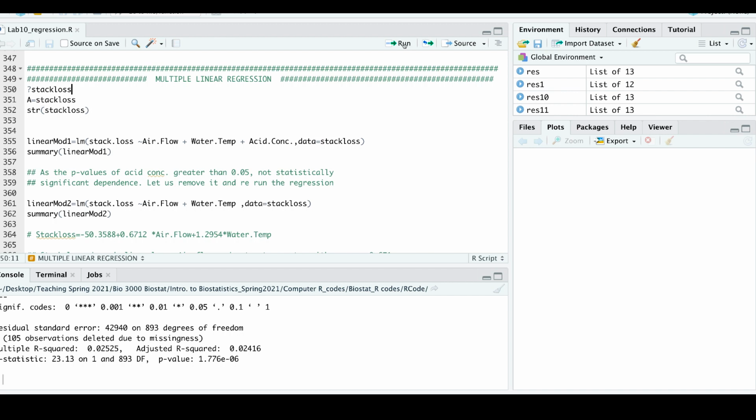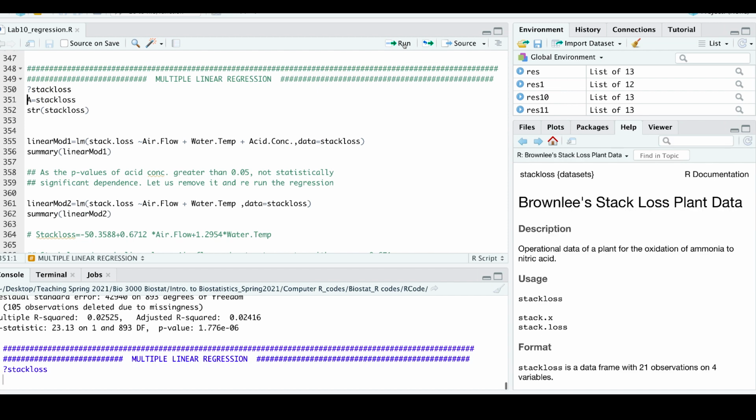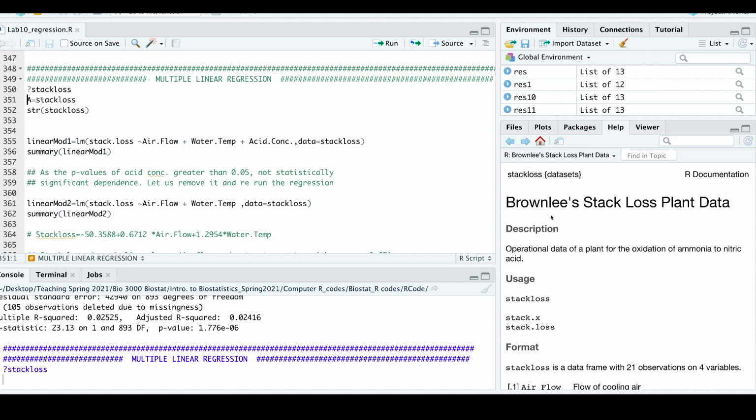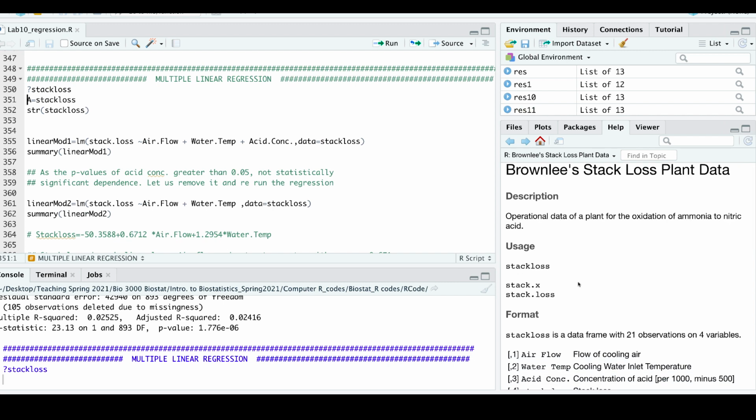In this example I'm taking stack loss. What type of data is this? It says Brownlee stack loss plant data. The data is from operational data of a plant for the oxidation of ammonia to nitric acid.